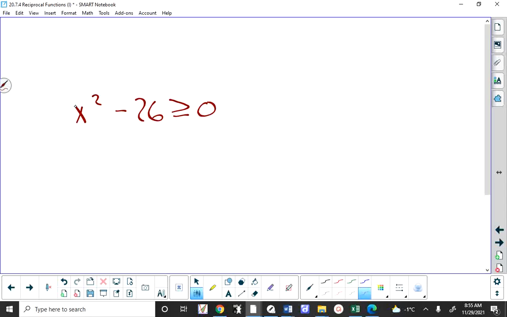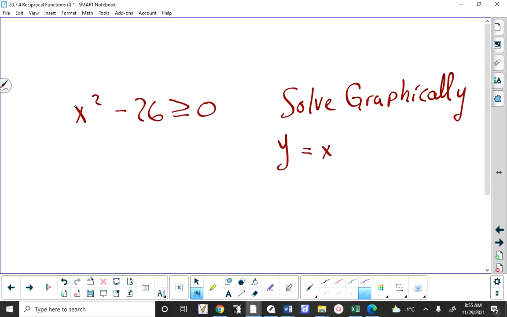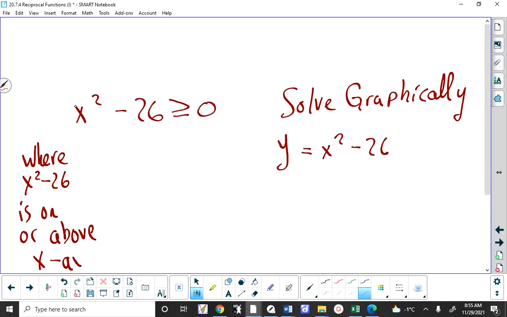What you need to do is solve this graphically. And I don't mean solve the equation graphically. I mean you need to look at a picture of the graph of y equals x squared minus 26 to find out where that thing, x squared minus 26, is above or on the x-axis. The solution to this is where x squared minus 26 is on or above the x-axis. Because if it's on the x-axis, then y equals 0. That thing is equal to 0. If it's above, then it's greater than 0.